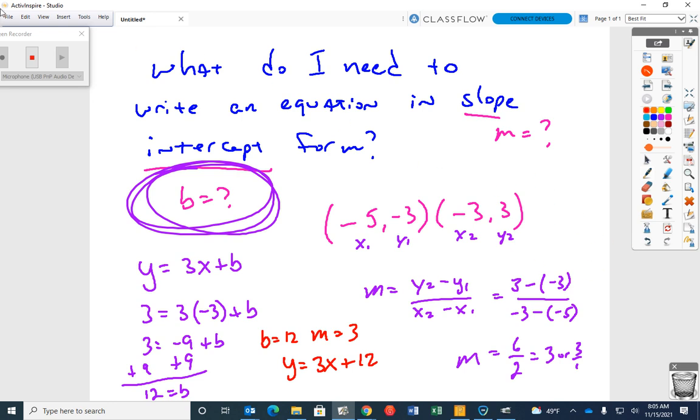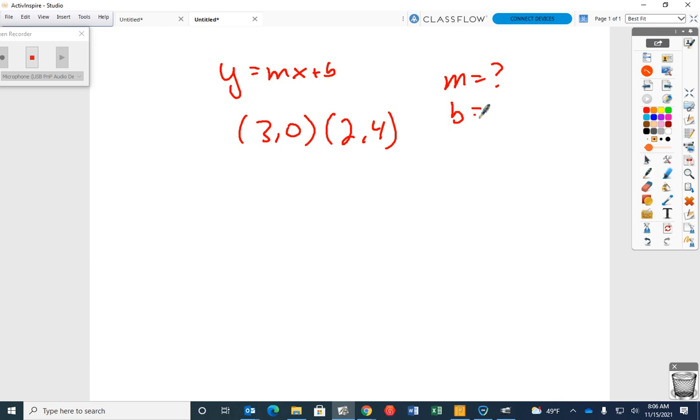I'll just start a new page in case you guys didn't write that all down. Okay. So again, y equals mx plus b, right? Let's say I've got a point 3, 0, and I got another point 2, 4. I tell you what, if it helps you, write this: m equals what and b equals what. So I know that I've got to find each one of those components in order to put this into slope-intercept form, right? Okay.